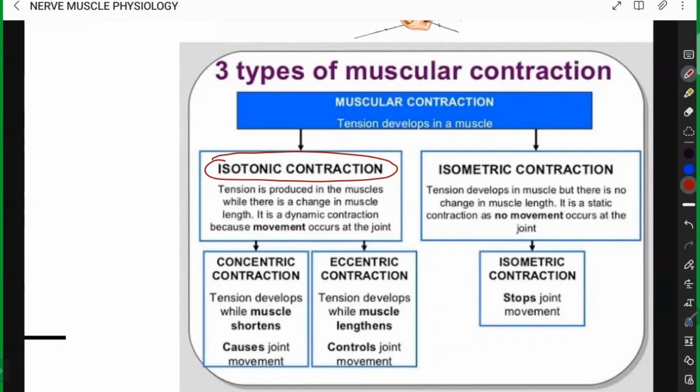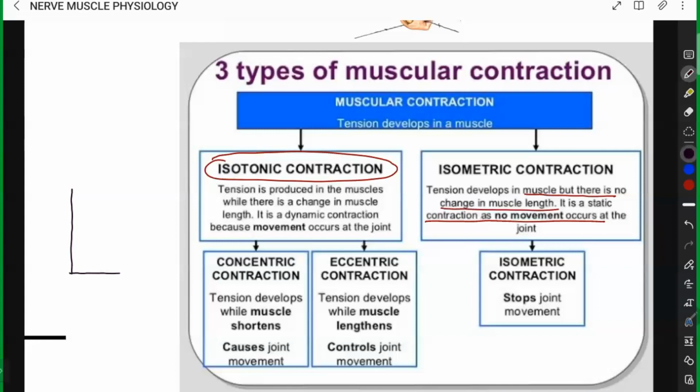Then what is isometric? Here the tone is going to change. The muscle contraction occurs, but there is no change in length. The tension develops in the muscle, but there is no change in the length of the muscle. It is a static contraction as no movement occurs in the joint. How to remember an example for this? You're going to take a dumbbell. This is your elbow, this is your arm.